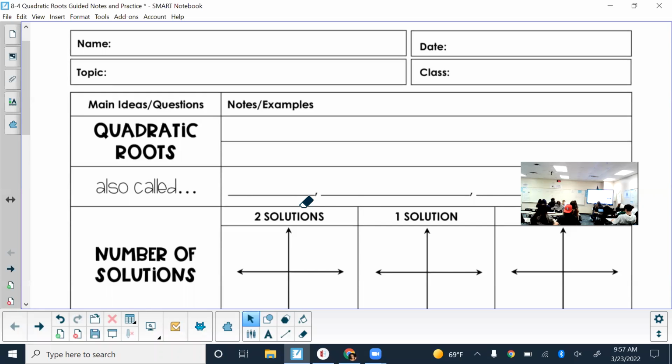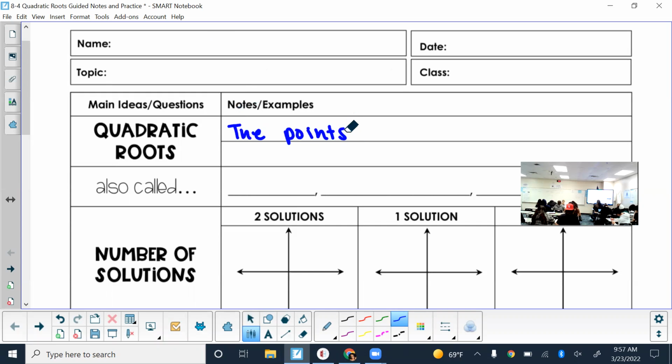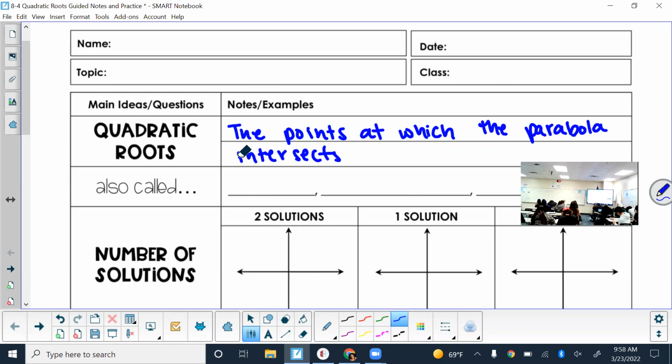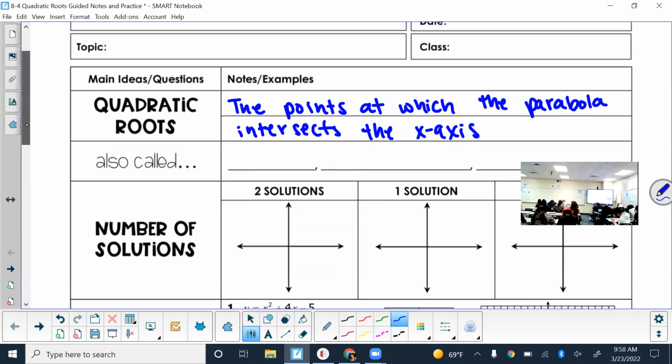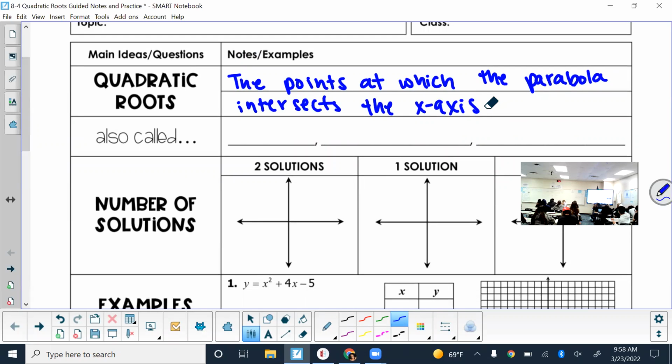First, we have quadratic roots. And those are going to be the points at which the parabola intersects the x-axis. All right, the points at which the parabola intersects the y-axis are your quadratic roots. There's other names for it, which you will have to recognize on a test.